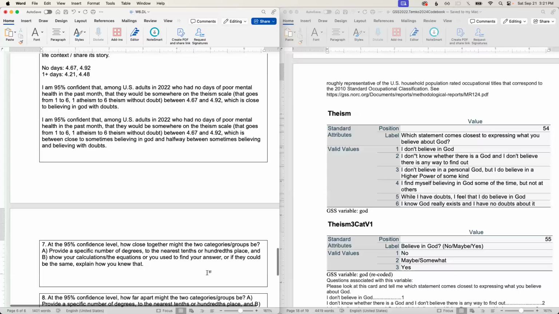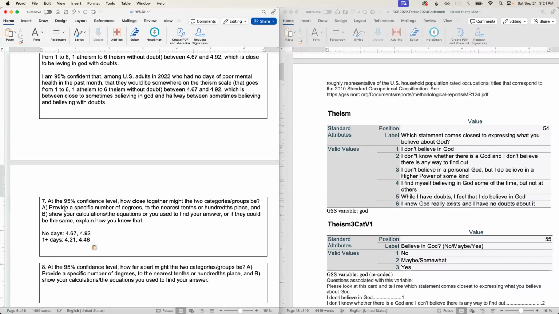How close together or far apart might they be? Okay, so let's look. I have to provide a specific number and show my calculations, or I wouldn't have calculations if they overlap for the closer one. So I'm just changing the order here because this one's to the left of this one. If I'm visualizing this, if this stops at 4.48, this one's kind of here. So you can see that they don't overlap, right? The most this is here, the least this is here. If they did overlap, let's say this one went to 5, or this one went to 4.8, or this one started at 4 or 4.3 or something.